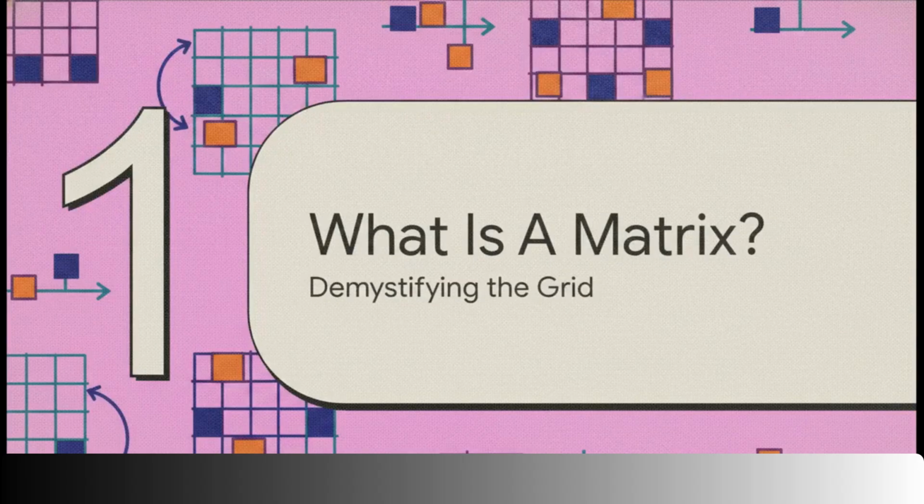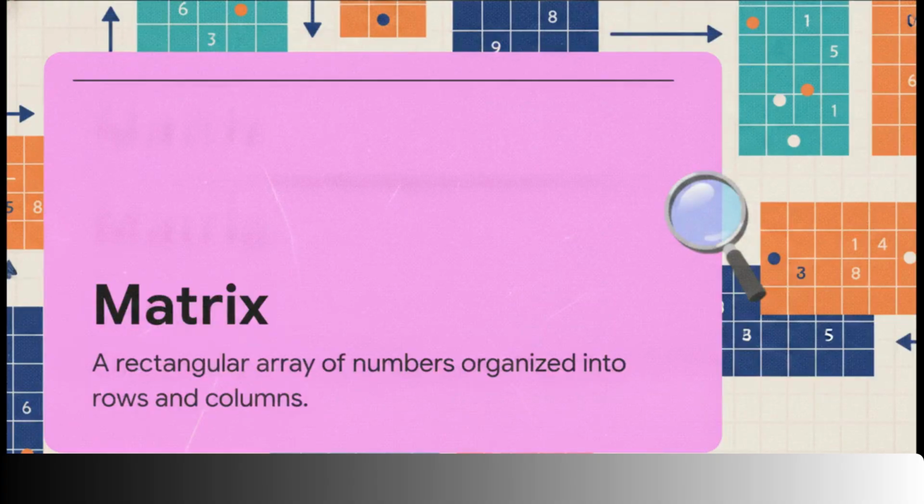Okay, part 1. What is a matrix? Demystifying the grid. Let's start with the absolute basics here, and just remove that intimidation factor right off the bat. The crucial point to remember is that a matrix is simply a way to organize numbers into a neat rectangular grid. That's really it. It's basically just a box of numbers.